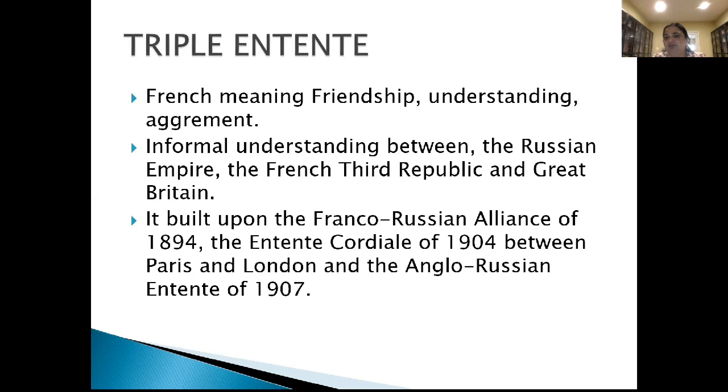The Triple Entente, which in French, Entente means friendship, understanding, and agreement. This was an informal understanding between the Russian Empire, the French Third Republic, and Great Britain. It built upon the Franco-Russian alliance of 1894 and the Entente Cordiale of 1904 between Paris and London, and the Anglo-Russian Entente of 1907.